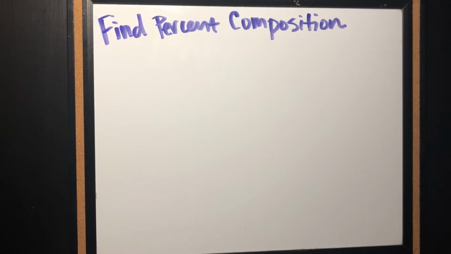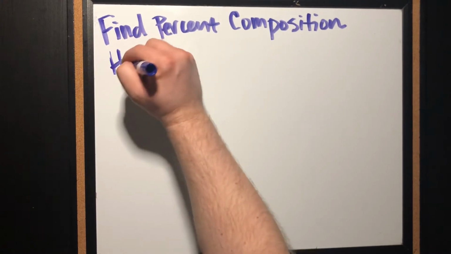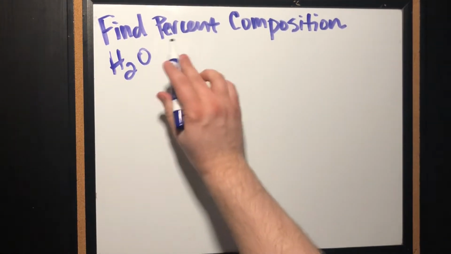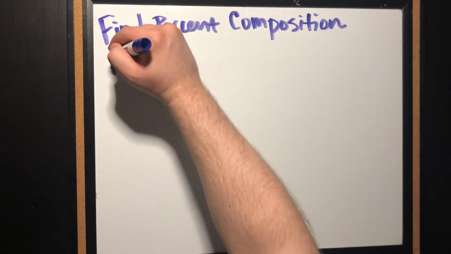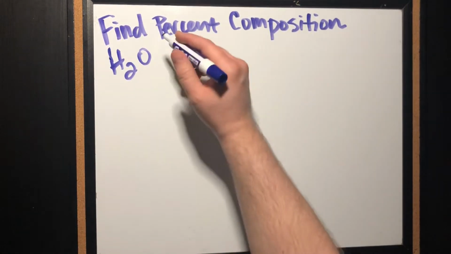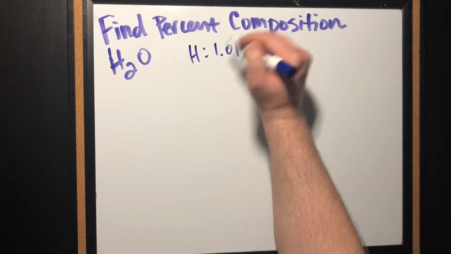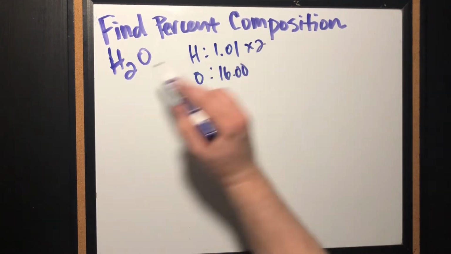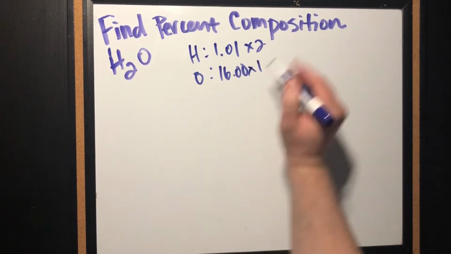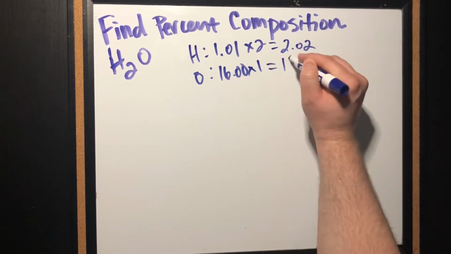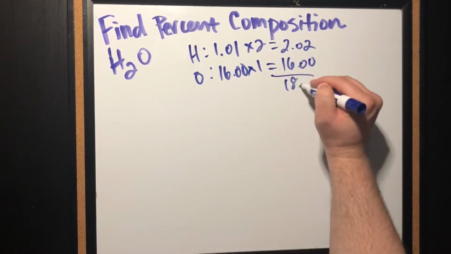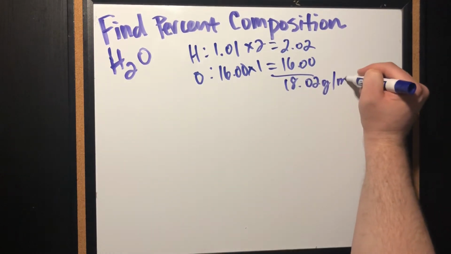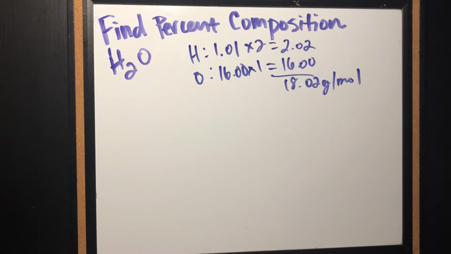In the last section here, we are going to find percent composition. So let's use H2O again. In order to figure out my percent composition, I first have to figure out my molar mass. I'll quickly do that again. So that's the atomic mass. I'm multiplying by 2 because I have 2 atoms. I have 1 atom of oxygen, 2.02 plus 16, 18.02 grams per mole. That's my molar mass.